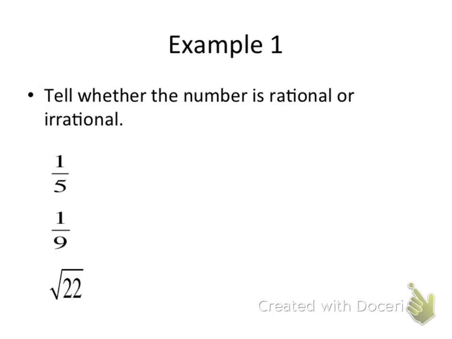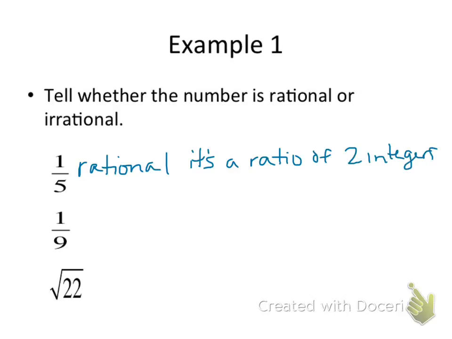So 1/5 is a rational number. It fits the definition of rational number because it is already written as a ratio of two integers. Okay, same for 1/9. Even if we simplify it, it would be a repeating decimal, and all rational numbers are either terminating or repeating.